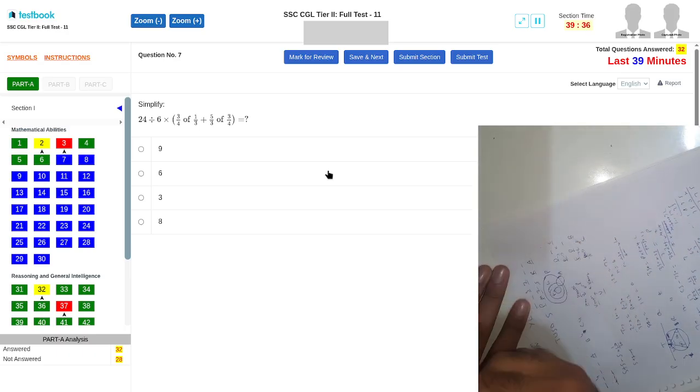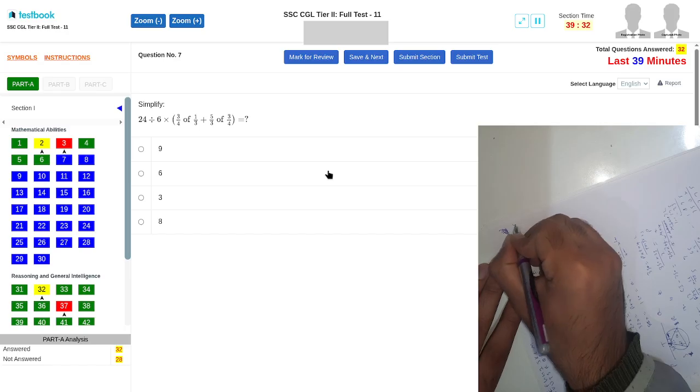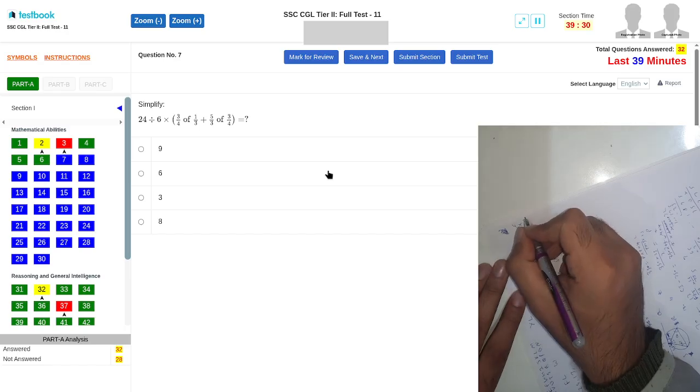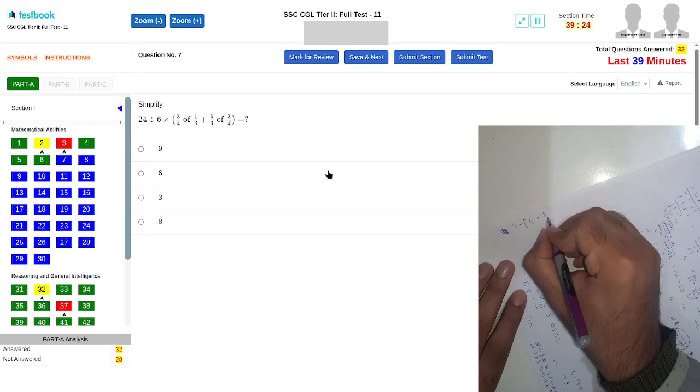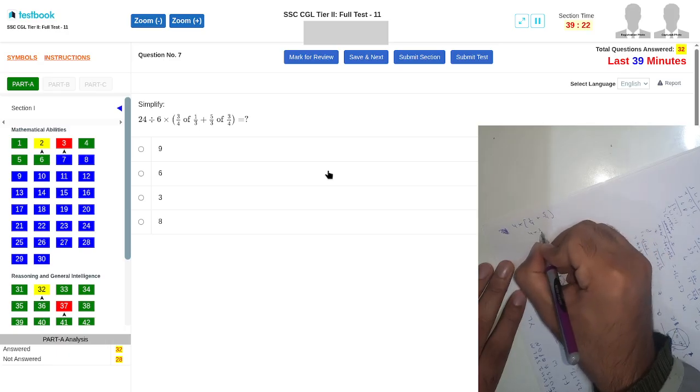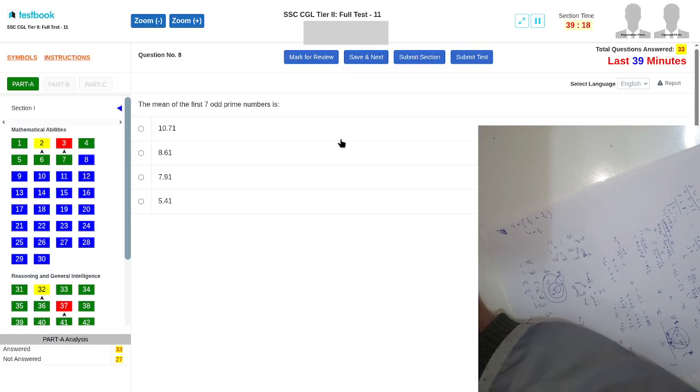Simplify the following: 24.6 4 into 3 1/4 plus 5/4 4 into 6/4 6. The mean of the first 7 odd prime numbers is.